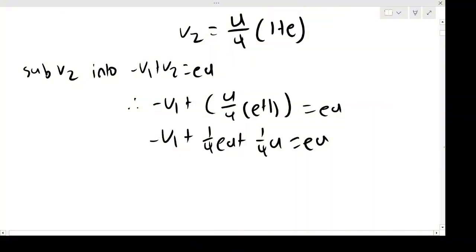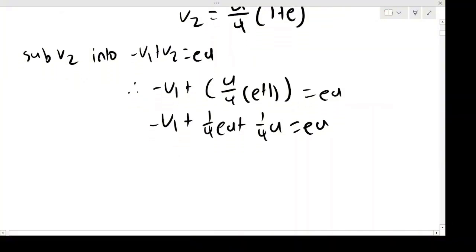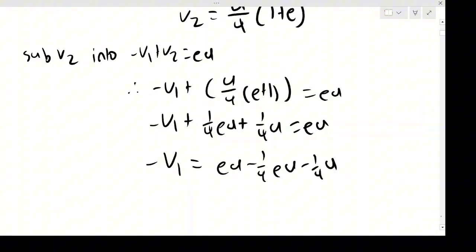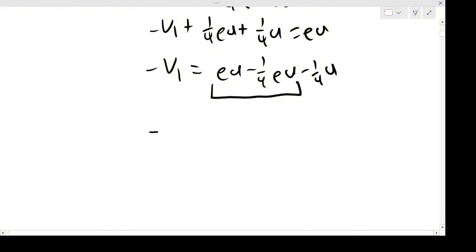Again, make sure you don't trip up on the algebra. So there we are. Then I can move everything to one side. So just minus v1 is going to be eu, take away a quarter eu, take away a quarter u. Then what do you notice? I have common terms eu. I can collect them like terms. So 1 eu take away a quarter eu is 3/4 eu, minus a quarter u.